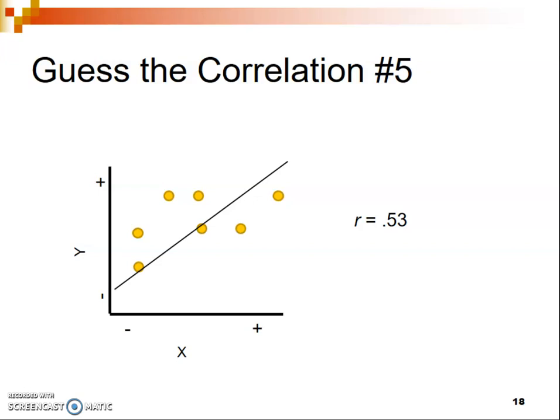Again, it's a positive correlation because there's not a negative sign. And then the 0.53 refers to the strength. So it's still a fairly strong correlation, but just not as strong as some of those, like example 1 and example 2.